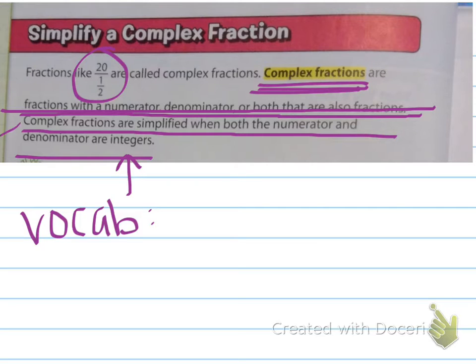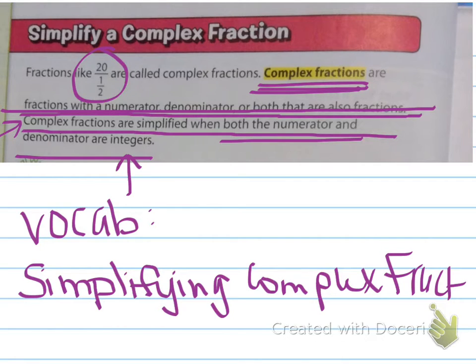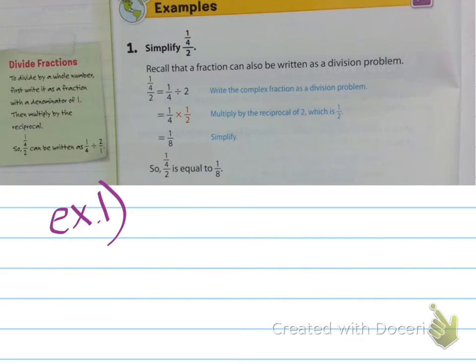The other thing I'd like for you to also put down is simplifying complex fractions. So simplifying complex fractions, and I want you to write is when both the numerator and denominator are integers. So you're going to do whatever you have to do to be able to make both the numerator and the denominator into a whole number. If you need to pause this more, please do so and copy that down.